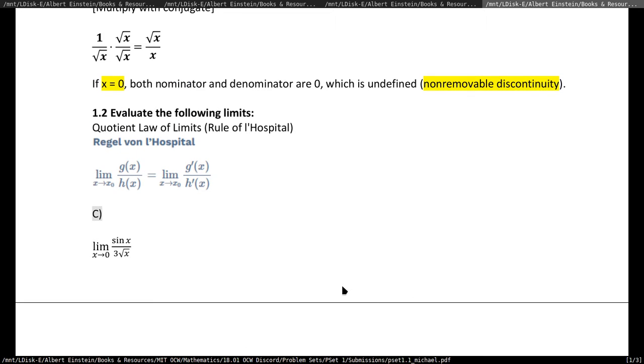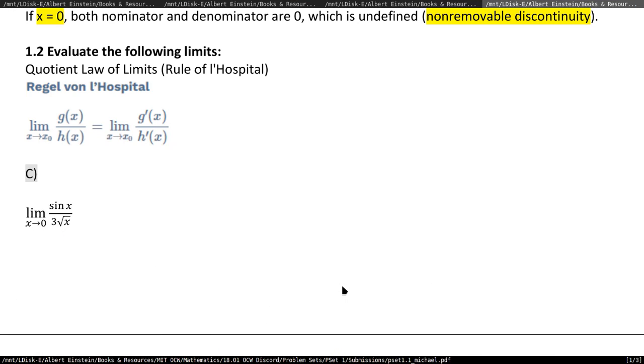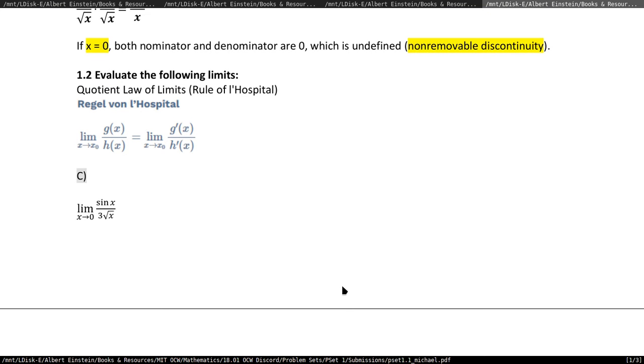Michael uses the L'Hopital rule. It's okay, but the problem is that L'Hopital rule is not something we have learned, and it's going to come way later in the class. Okay, sorry.